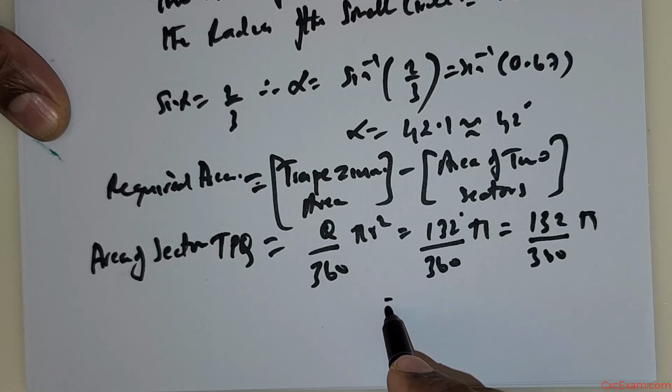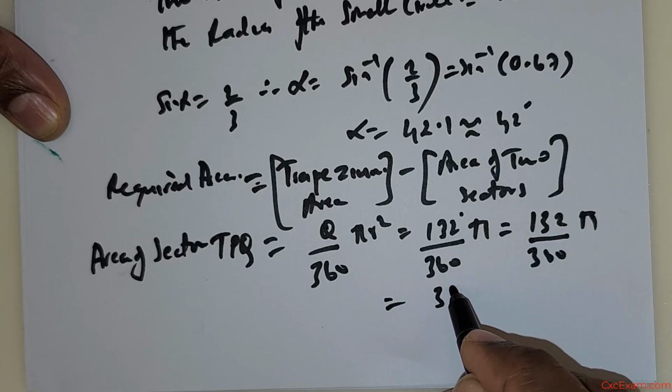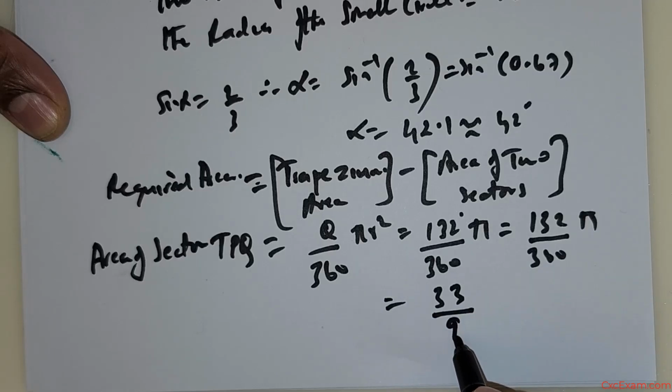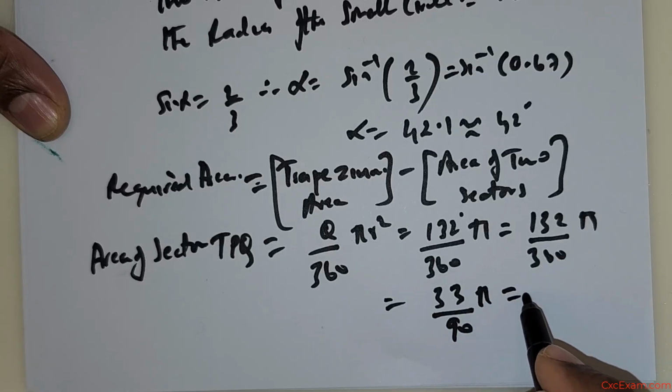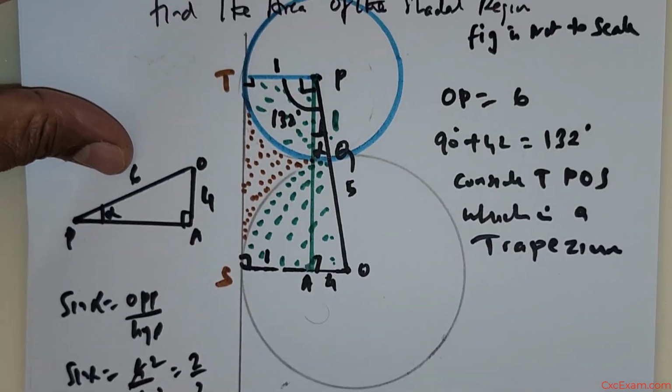Now I can reduce this by 4. 4 3s are 12, and 3s are 12. 4 divides here 90 times pi. 3 divides here 11 times, 3 divides here 30 times pi. So this is the area of the first sector.